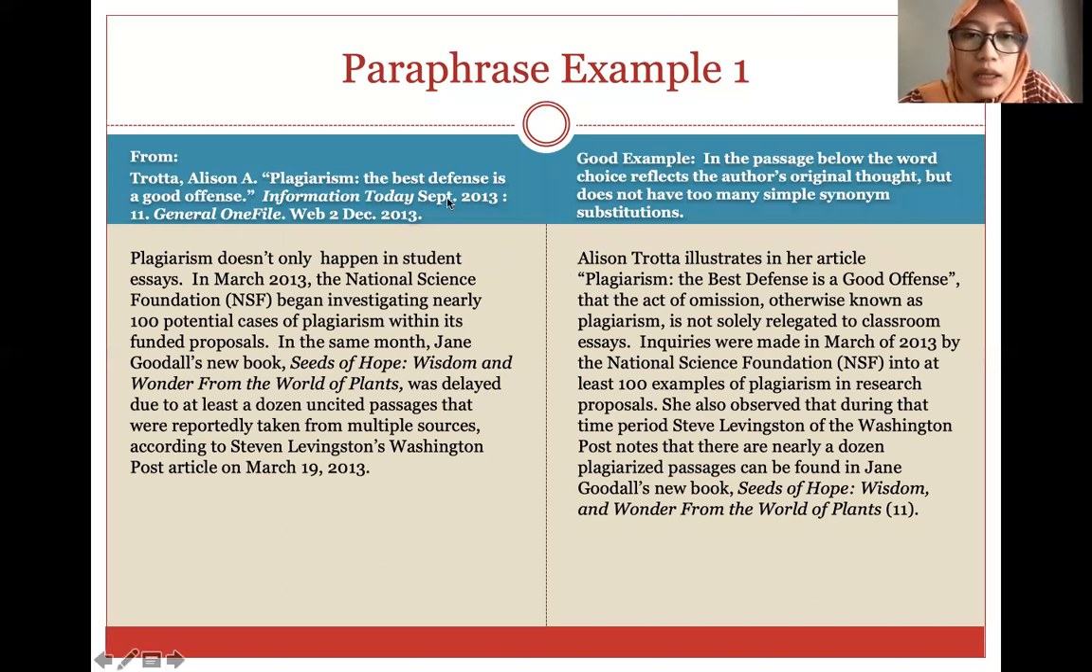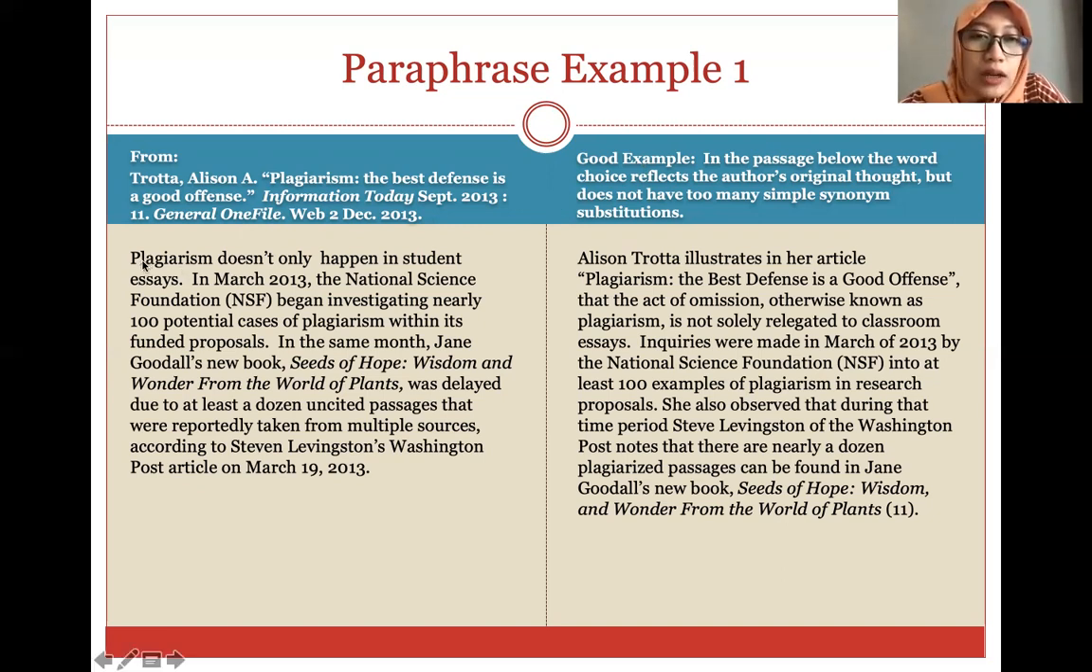So these two columns represent the original source and this is the paraphrase ya. Yang di sebelah kanan ini adalah hasil paraphrase-nya and this marks as good example ya. Jadi ini adalah contoh yang baik. Kenapa bisa dijadikan sebagai contoh yang baik? Now let's take a look each sentence ya.